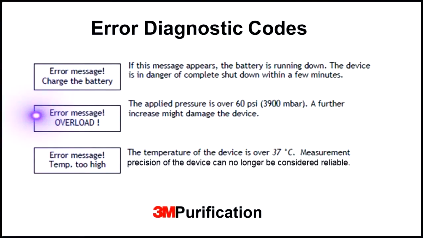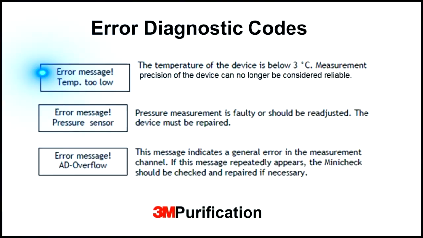This message is an indication that the maximum recommended pressure has been exceeded. Pressure should be immediately reduced or the device disconnected from the pressurized system. This message is an indication that the maximum recommended device operating temperature has been exceeded. Note the resulting measurements are potentially no longer reliable. This message is an indication that the minimum recommended device operating temperature has been exceeded. Note that resulting measurements are potentially no longer reliable. This message is an indication that the pressure measurement yielded by the device is no longer reliable.